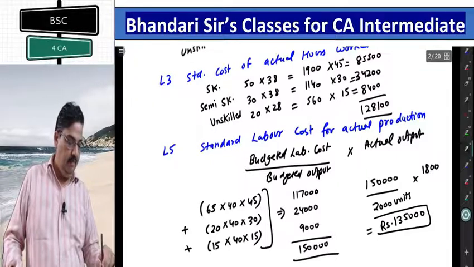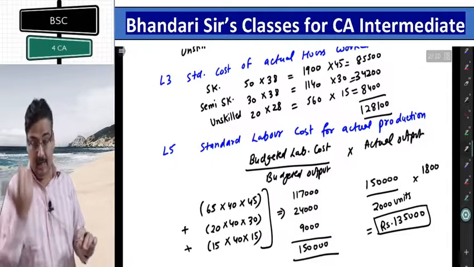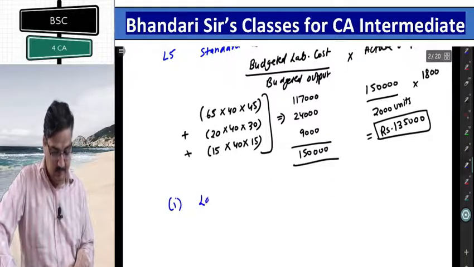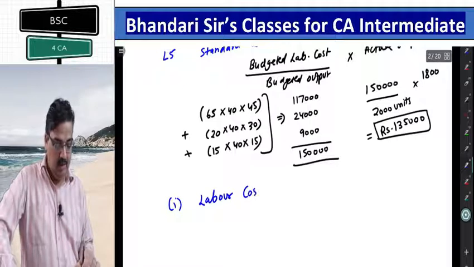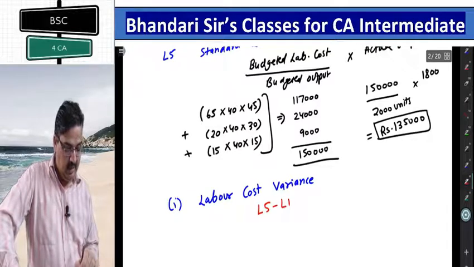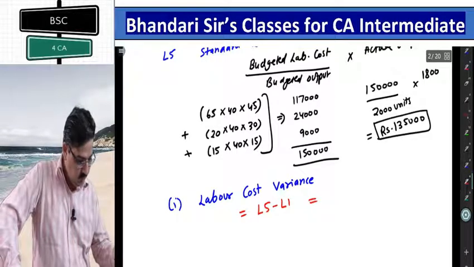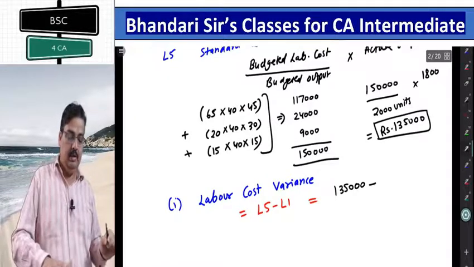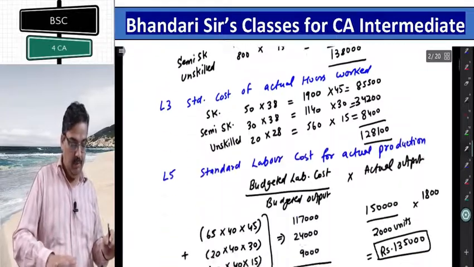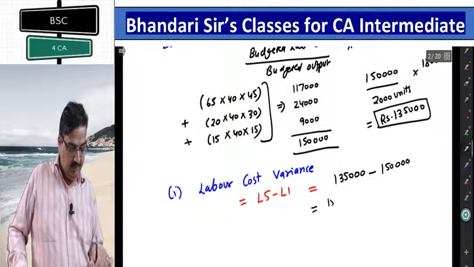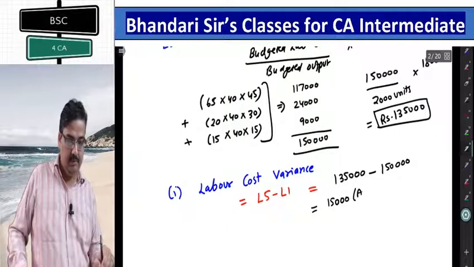And I need the middle level variances of the second table. I'll go part by part. First part, labor cost variance, is L5 minus L1. This becomes 1,35,000 minus the actual cost we computed, 1,50,000. This is 15,000 adverse.